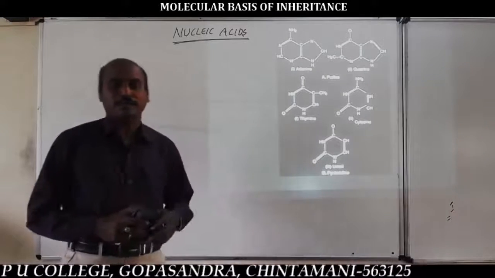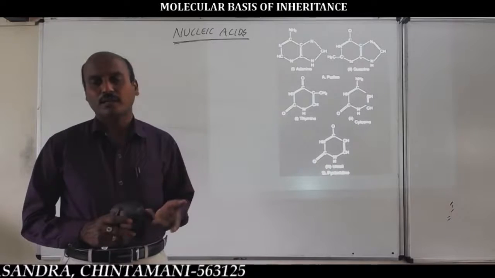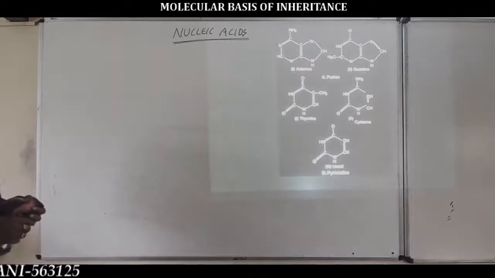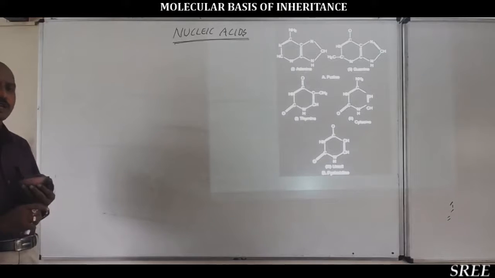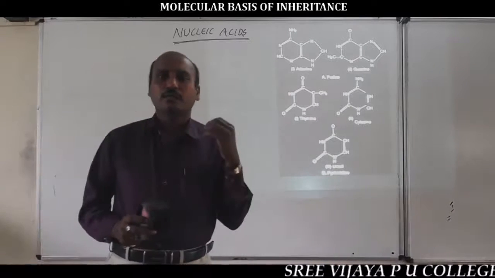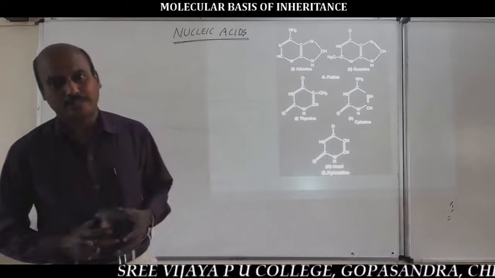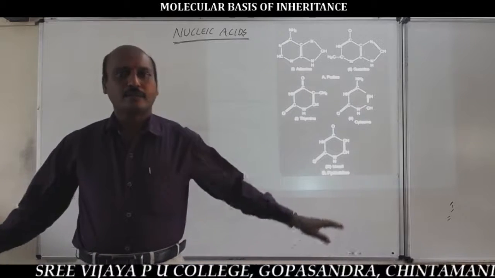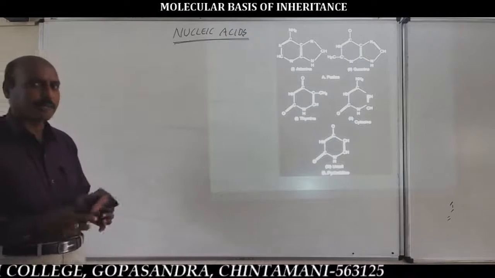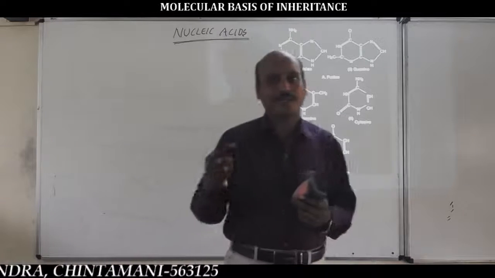Deoxyribose nucleic acid. Deoxy, never die. DNA is the polymer of deoxyribose nucleotides. The definition of DNA is that it is a polymer of deoxyribose nucleotides, DNA nucleotides, and the length and height of the DNA depend upon the number of DNA nucleotides present in it.